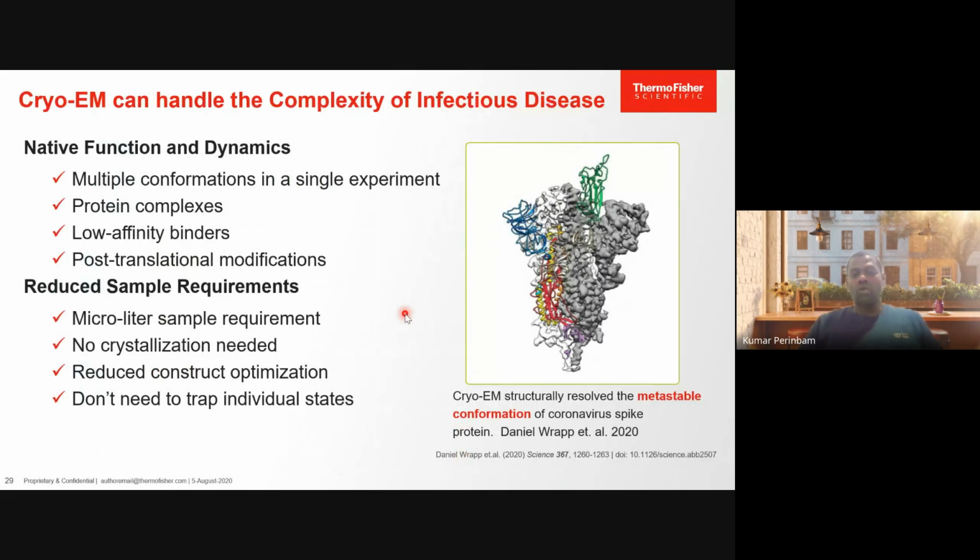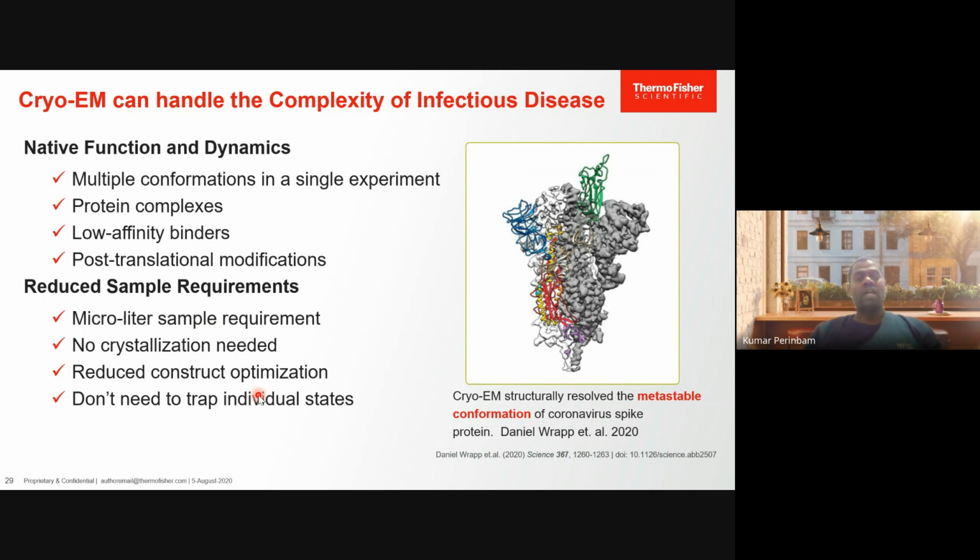So with Cryo-EM, you can study the native function and the dynamics of the proteins, and you can find low affinity binder molecules, which plays a crucial role in determining how the biomolecules work. In other techniques, you need high affinity binders, but in Cryo-EM, you can even process low affinity ones. Post-translational modifications are quite crucial, and they can be easily observed with Cryo-EM. And it needs minimal processing compared to other techniques.